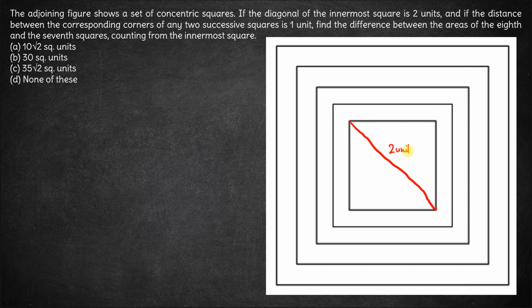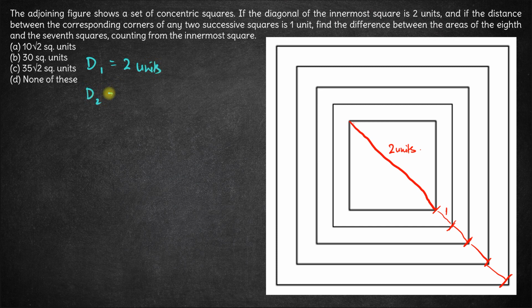This diagonal is 2 units, and the distance between corresponding corners of any two successive squares is 1 unit. Okay, so the distance between corners of any two successive squares is 1 unit. So this is 1 unit, this is also 1 unit, this is 1 unit, this is 1 unit, and so on. Now we need to figure out the difference between areas of the 8th and the 7th squares counting from the innermost square. Okay. Now the diagonal of the first square is 2 units.